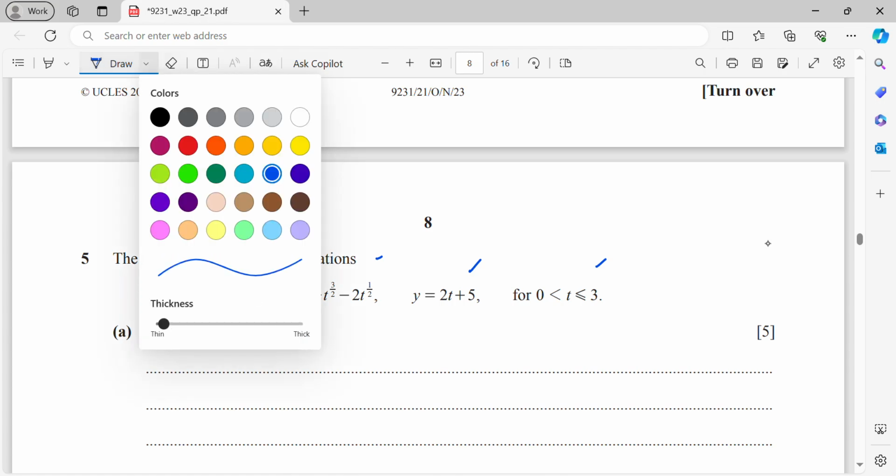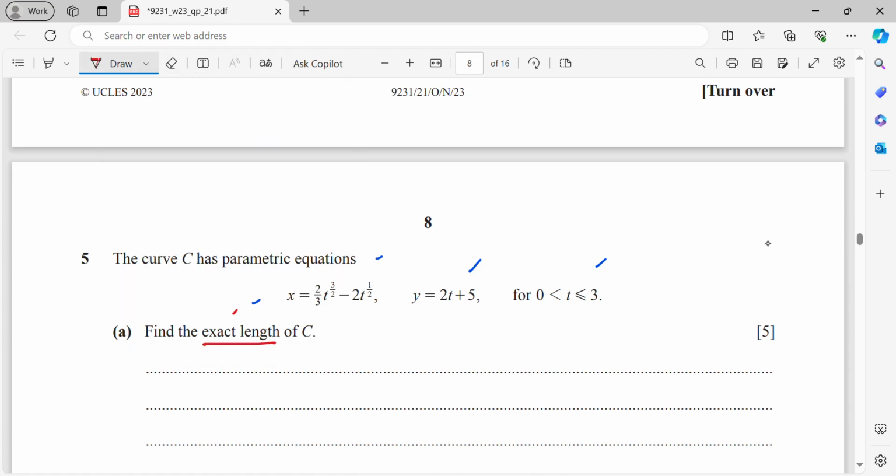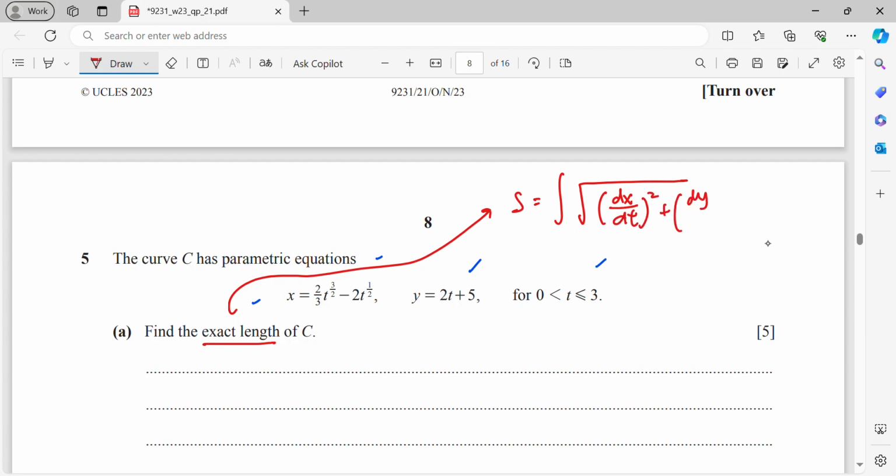Right, so for your information, the exact length of C formula is S equals integrate square root of (dx over dt) squared plus (dy over dt) squared, then dt. This is the formula, which means now we need to find dx/dt and dy/dt. So I will rewrite my x first: 2 over 3 t to the power of 3 over 2 minus 2 t to the power half.